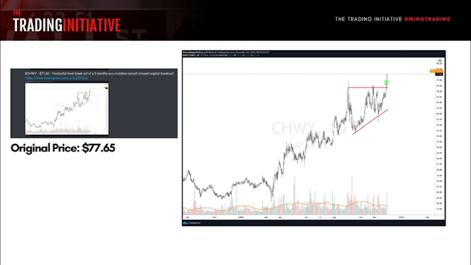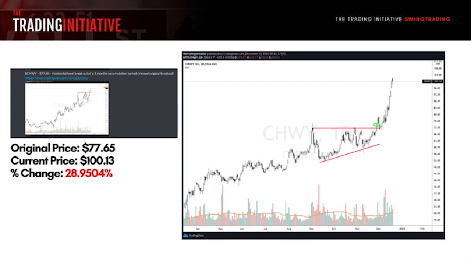Horizontal level at the top, resistance, accumulation underneath with an ascending trend line at the bottom showing you that the lows are becoming higher. Each low is a little bit higher until finally it pops up and over. This, especially when we're day trading, is like my A+. So took Chewy, current price $100.13 for almost 29% gain here.